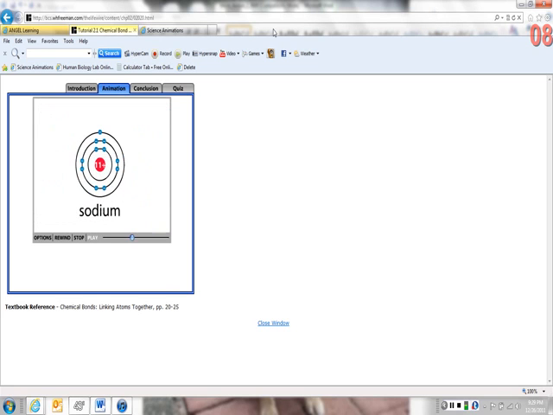Sodium has electrons in 3 electron shells, but its outermost shell contains just 1 electron. Sodium cannot receive 7 additional electrons to complete this shell. This would require a huge amount of energy. Instead, sodium has a tendency to lose its outermost electron, leaving this atom with 2 filled inner shells.